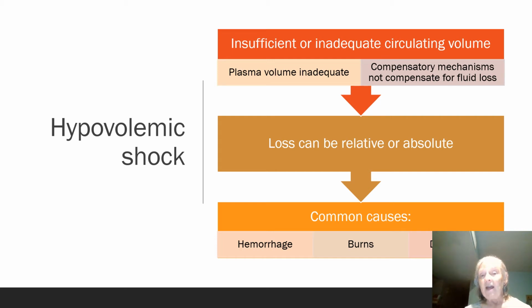If you're losing plasma, your red blood cell count is going up. As your red blood cell count goes up, the red blood cells get stickier. As they get stickier, they're going to start occluding the vascular system, and then you're going to end up with some issues with that too. So what are some of the common causes of hypovolemic shock? Hemorrhage is one, burns, dehydration, different things along that point.